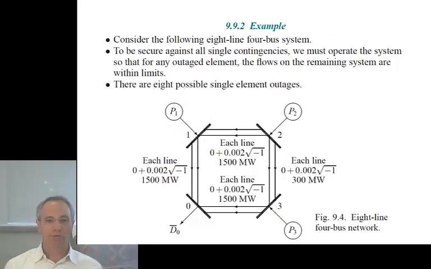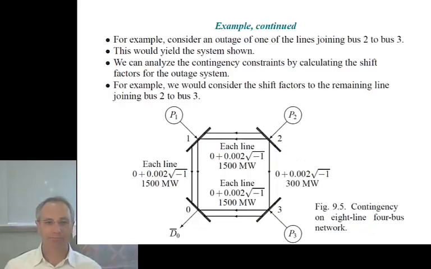I'm going to modify our previous system so that it has 8 lines and 4 buses. And now what we're going to think about is being secure with respect to all single contingencies. There are 8 lines. Any one of them could fail, could be outaged, and so we need to operate the system so that for any of the outages, the flows on the remaining system would be within limits. As I said, there are 8 possible single element contingencies.